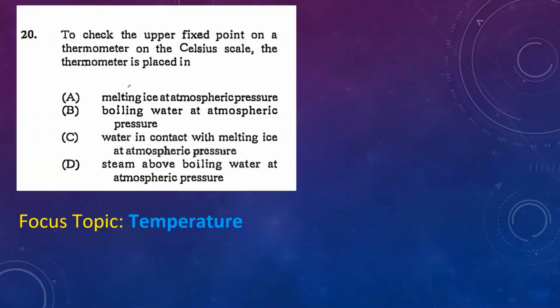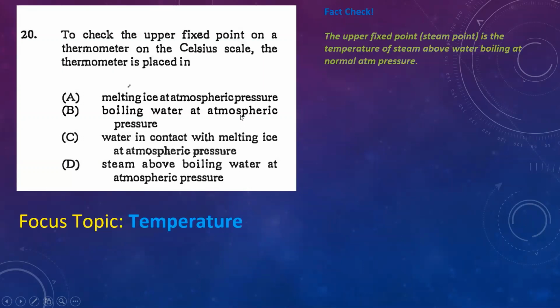Number 20, to check the upper fixed point on a thermometer on the Celsius scale, the thermometer is placed in. So the upper fixed point, otherwise called the steam point, is the temperature of steam above water that is boiling at normal atmospheric pressure. So D matches our fact. The answer should be D.